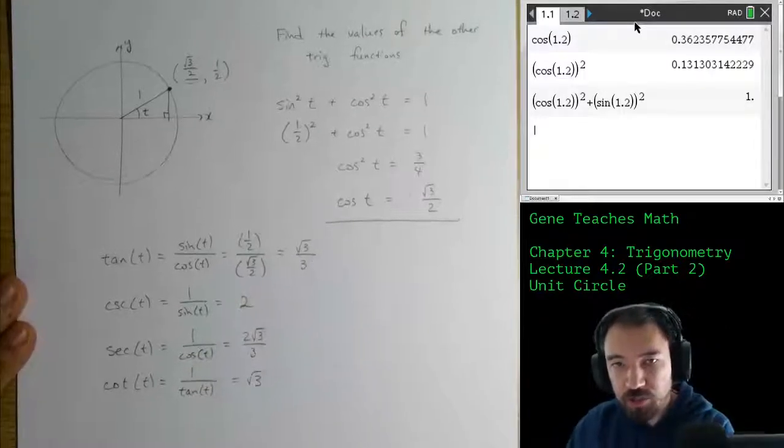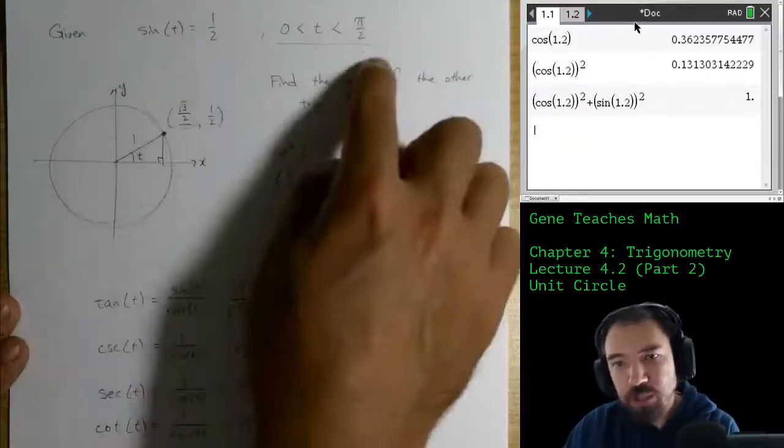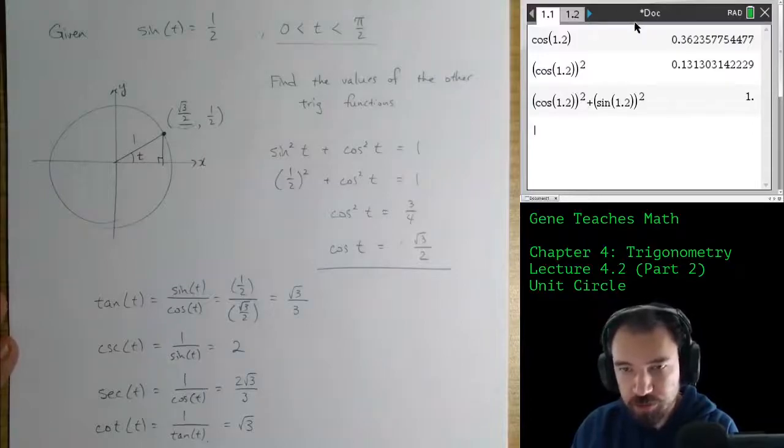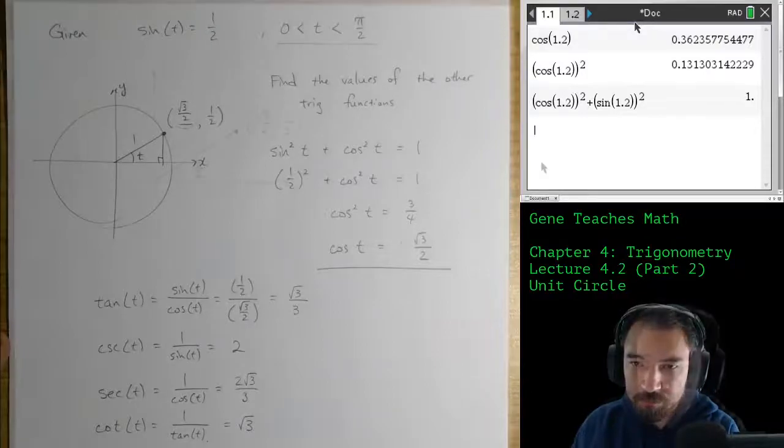So here we go, we have it again. This time, we only had one trigonometric function, but we knew which quadrant we were in. Incidentally, this is enough information to find the values of all of the trigonometric functions.